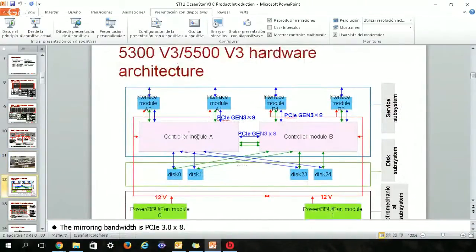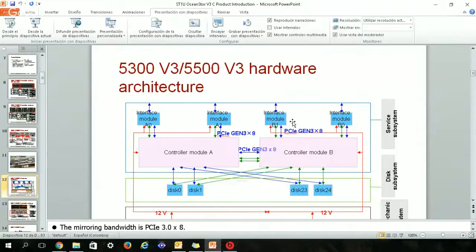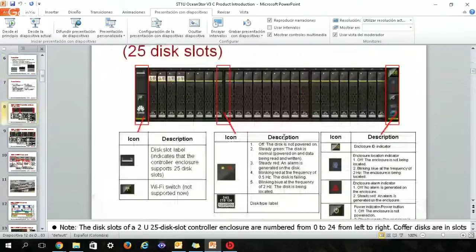So nevertheless, we have the controller module, and every single device has its controller module inside the unit. This controller module is connected to the interface module, the one I said was on the left. So we see controller module A and controller module B, and over here we see interface modules. I will explain looking at the picture.